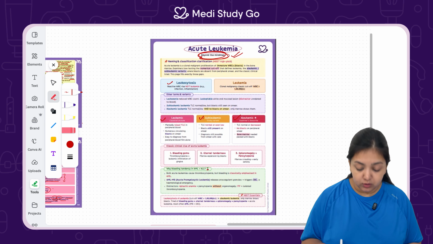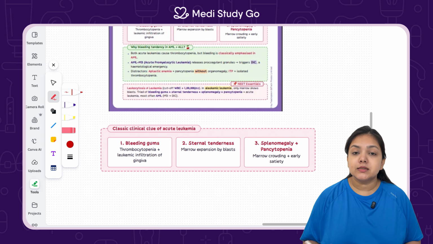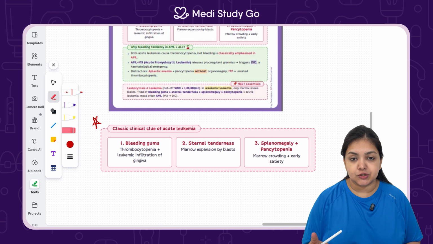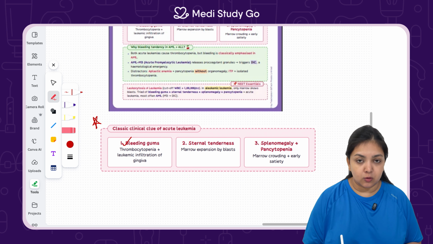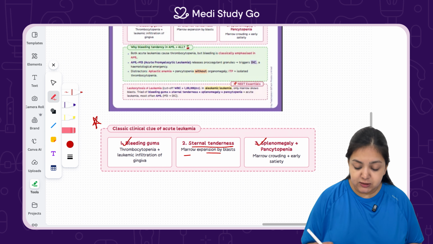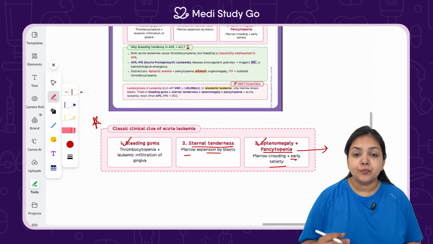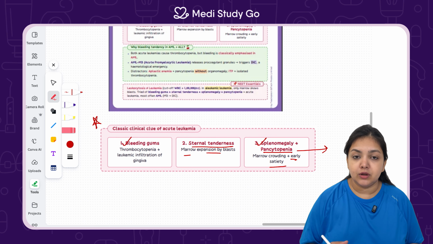For example, if you want to learn what is the classical sign or clue of acute leukemia to be present in just one line, you want to memorize it and revise it for the NEET question. For that, you can refer to Beyond the Mind Maps, and you can see there are going to be bleeding gums because of thrombocytopenia, sternal tenderness because of marrow expansion of the blasts, and lastly, splenomegaly and pancytopenia, which is all the cells decreased, and early satiety because the body is going to be inflamed and the spleen is going to be increased in size, which is going to put pressure on the stomach, leading to early satiety and the feeling of fullness.